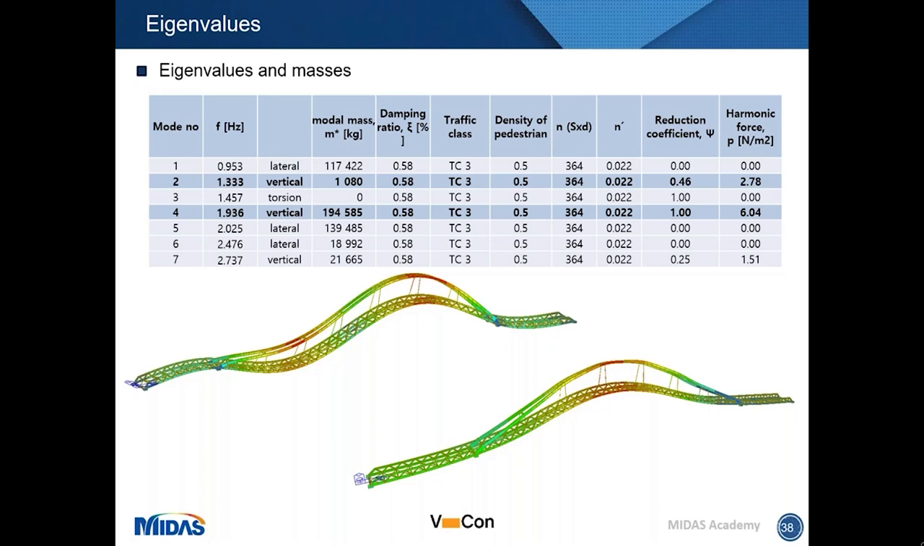Based on the footbridge, our experience, the expected damping was 0.58%. The pedestrian density was considered 0.5 pedestrians per square meter. Medium comfort class was expected for pedestrian density and acceleration less than 1 meter per square second.